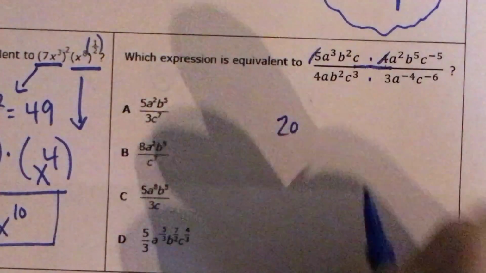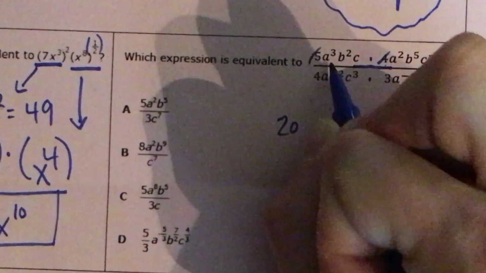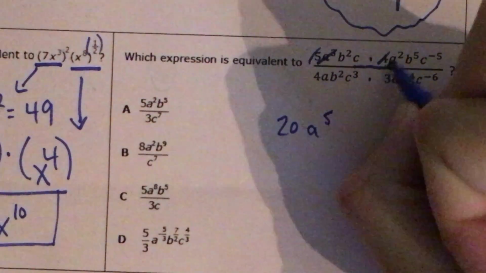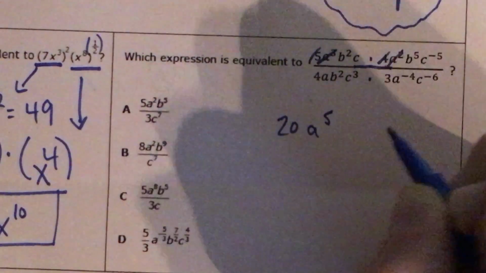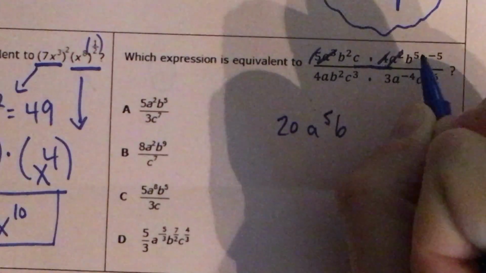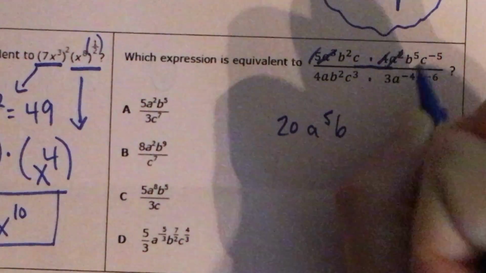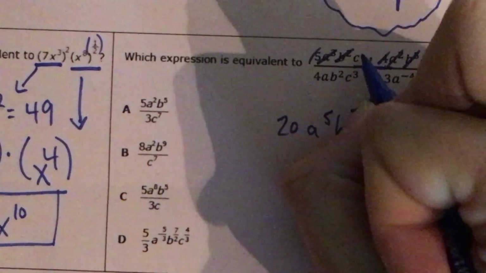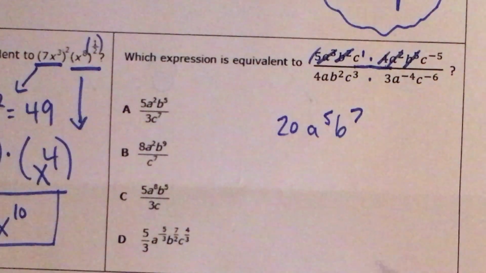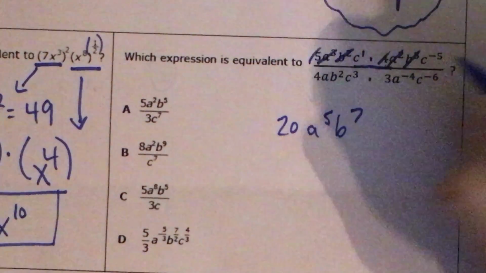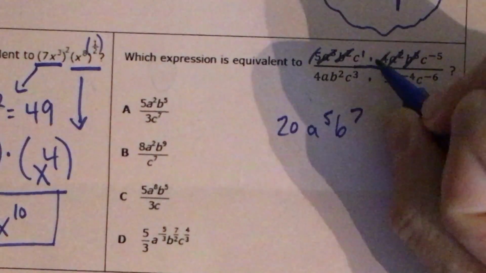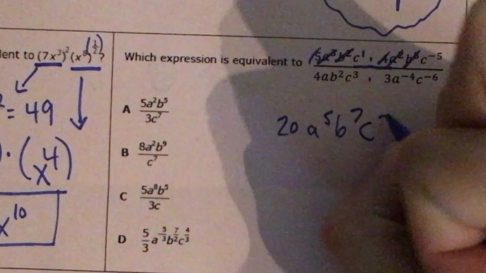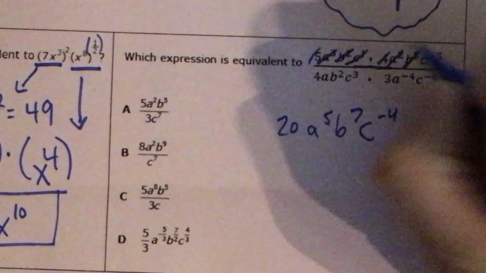Cross them out. a to the 3rd, a to the 2nd, so that's 5 a's. Cross them out. b to the 2nd, b to the 5th, so b times b times b times b times b times b times b, that's 7 b's. And then that's just 1 c right there. So I could think to myself, right, 1 plus negative 5. So 1 plus negative 5, I'm adding because we're just multiplying. So 1 plus negative 5 in my calculator would give me negative 4. So the top is done.